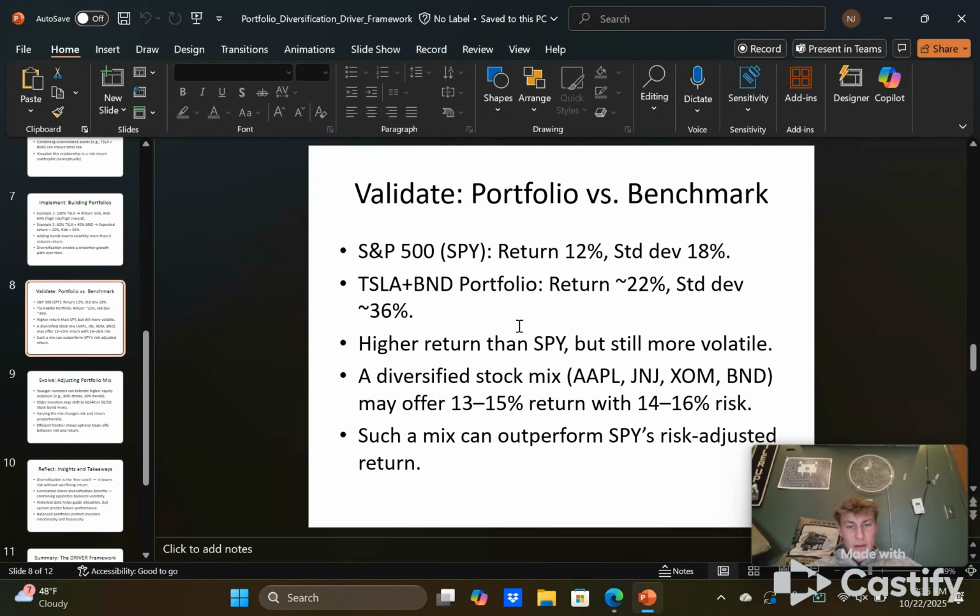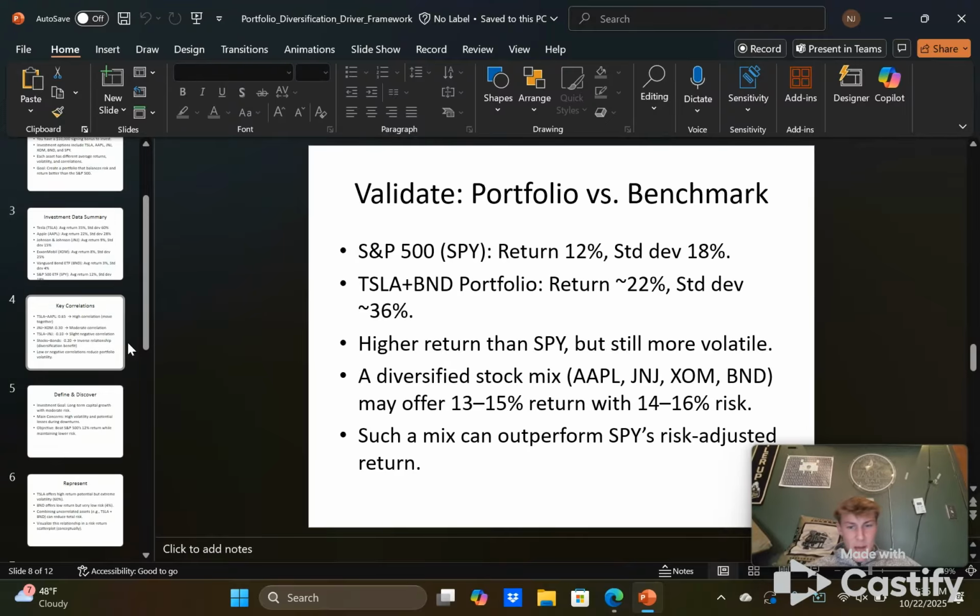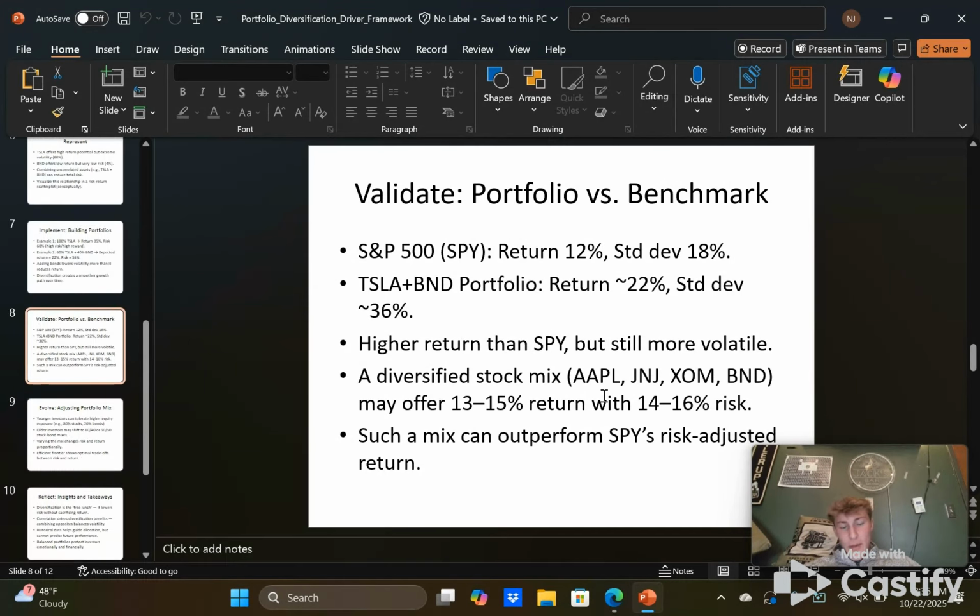So the S&P 500 has a return of 12% and a standard deviation of 18%. The Tesla and bond portfolio we had before had a 22% return, but it's double the risk. So a higher return than the SPY, but still a little more volatile. A diversified stock mix of Apple, Johnson & Johnson, ExxonMobil, and the bond may offer a 13 to 15% return with a 14 to 16% risk, depending on how you combine them.